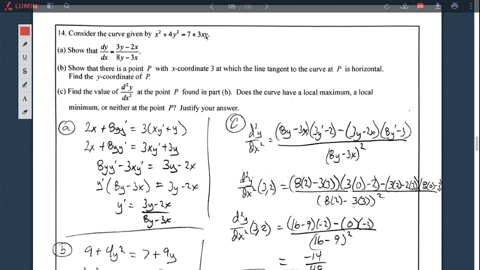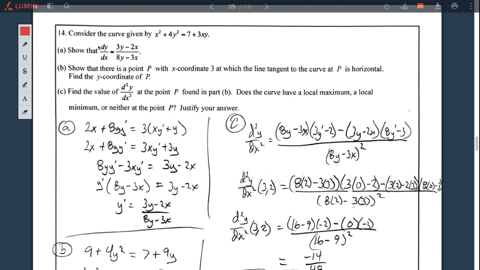And then I have to do product rule with 3xy. So I factored the 3 out. I did first times derivative of the second plus the second times derivative of the first. I distributed the 3. And then we're going to get y primes on the same side. So I subtract that over. I move the 2x over. I factor out the y prime. And then divide by what's left.